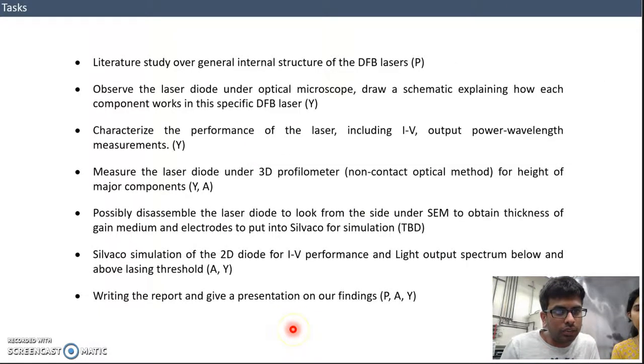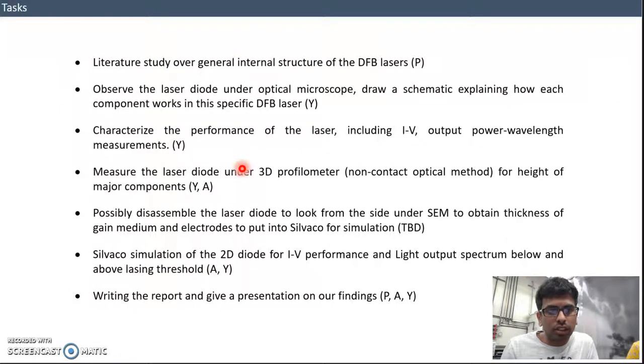So coming to the tasks which we have, for the literature study of the DFB lasers, I have done the literature study and shared the information with the teammates. And for observing the laser diode using the optical microscope, Ying has been able to do it in her lab, and she was also able to do the characterization of the laser, including the IV and output power wavelength measurements. And getting the height of major components of the laser diode was done in the ASU lab using the 3D profilometer. And we are thinking to possibly disassemble the laser diode in order to look from the side, so that we would be able to get the thickness of the gain medium and put it into Silvaco for simulations. So we are still deciding how to assign the tasks for that.